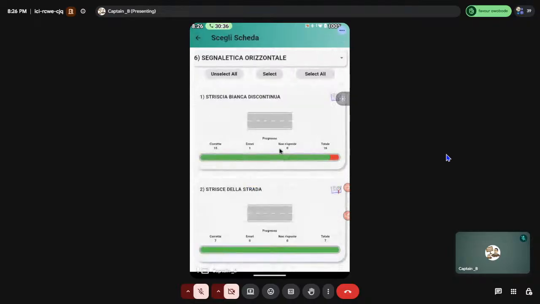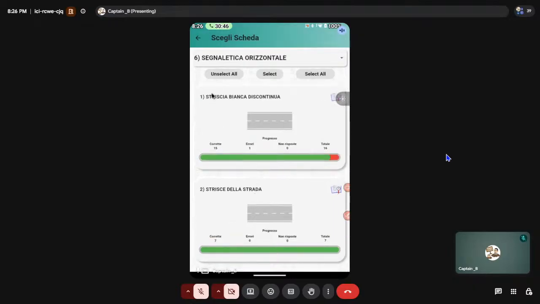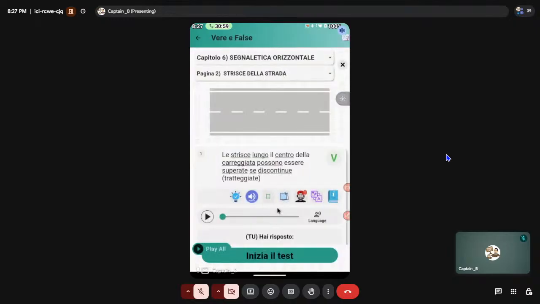Right, guys. Now, the discontinuous line. Strisce della strada. Strisce bianche discontinue. So they have explained this discontinuous line on the road and its function. Now, I want to see strisce della strada, the lines on the road. Right. Now, pay attention, guys.